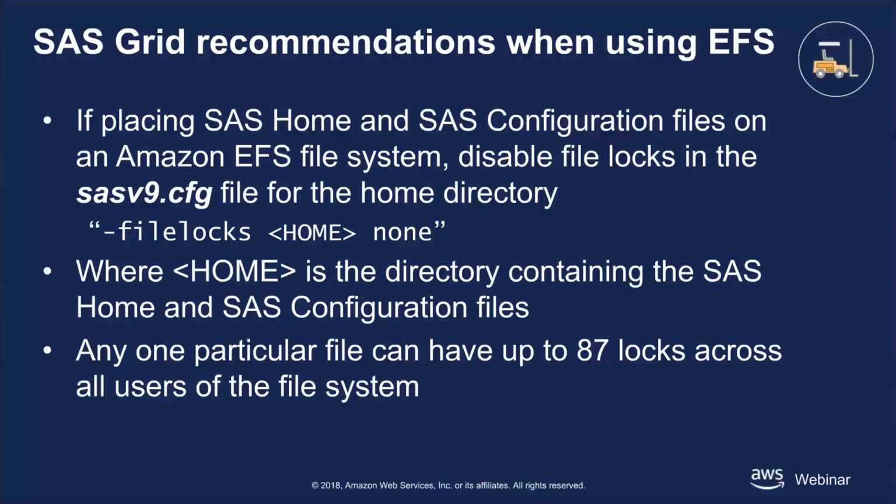You can do this using the SAS v9.cfg file. And to do this, you would do this for your SAS home directory. What this does basically is tell SAS to disable file locking on this directory. You need to do this because any one particular file on an EFS file system can have up to 87 locks concurrently across all the users of the file system. And if you have a large scale-out cluster for SAS, you may run into this limit if you have multiple processes and multiple instances running concurrently.